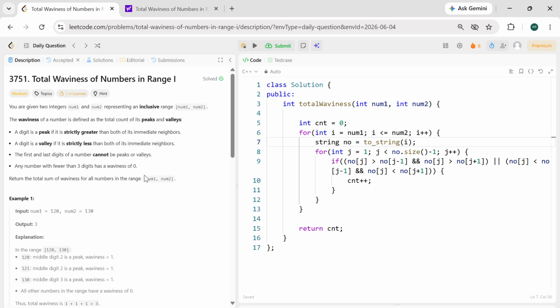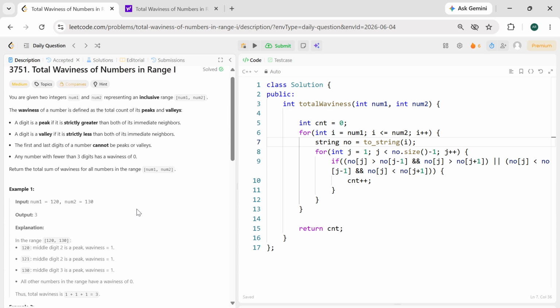So basically, what is the question? Here we need to find the waviness of a number. If you are given a number, you loop through the digits, and you need to check whether the digit is strictly greater than its immediate neighbors or strictly less than its immediate neighbors. If this is the case, then there is a waviness, which means you increment your counter if you encounter such a digit, right?